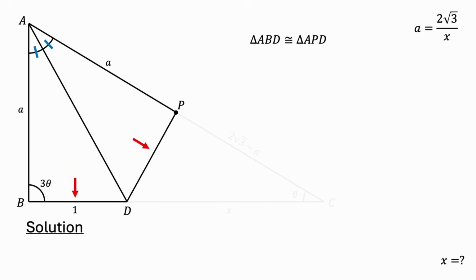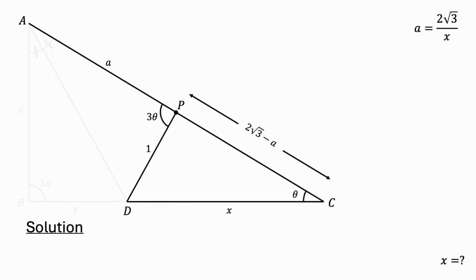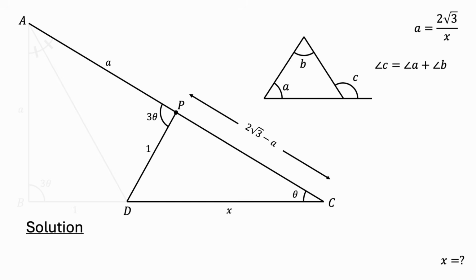Since BD and PD are corresponding sides in congruent triangles, we have PD equals BD equals 1. Similarly, angles ABD and APD are corresponding angles in congruent triangles. Therefore, we have angle APD equals angle ABD equals 3 theta. Following this, consider triangle DCP and the line AP. Angle DPA is an exterior angle of triangle DCP. Since an exterior angle equals the sum of interior opposite angles, angle PDC equals 3 theta minus theta, which equals 2 theta.